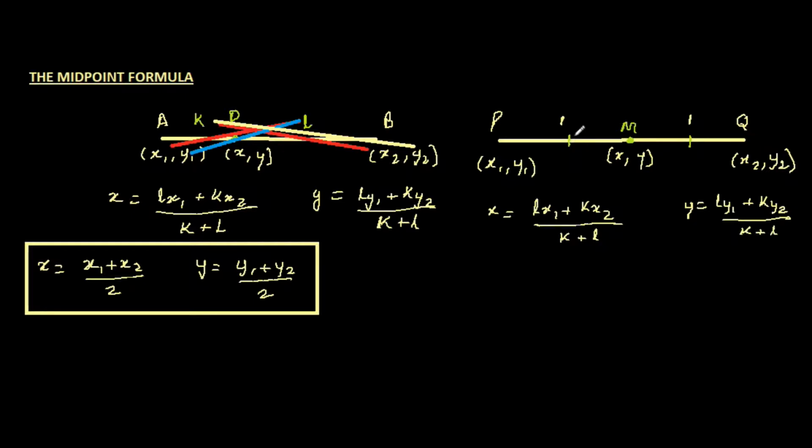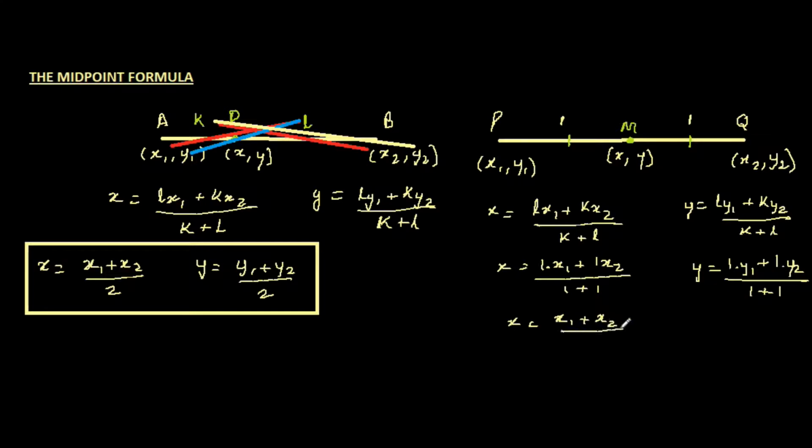In this case, we know that K is 1 and L is also 1. So let me substitute those values in here. The x coordinate will become 1 times x1 plus 1 times x2 over 1 plus 1. And the y coordinates will become 1 times y1 plus 1 times y2 over 1 plus 1. So that leaves me with x coordinates of x1 plus x2 over 2 and y coordinates of y1 plus y2 over 2. And that's what we get here. It's the same midpoint formula.